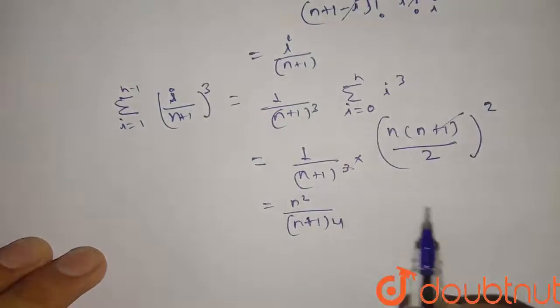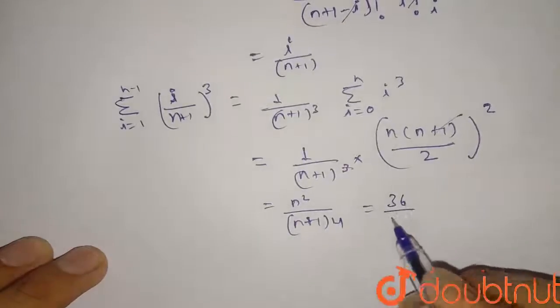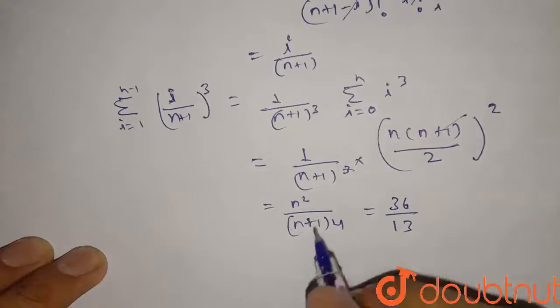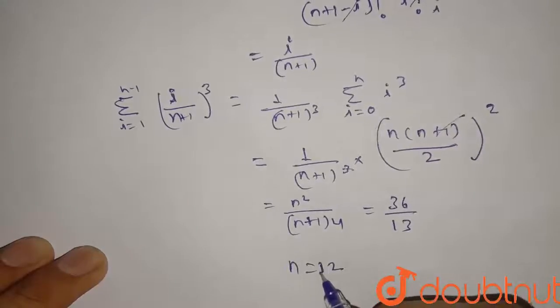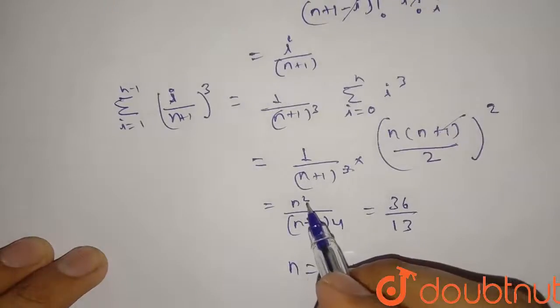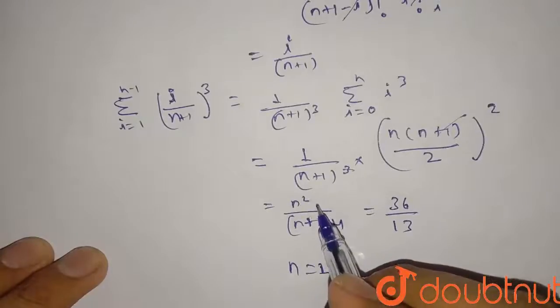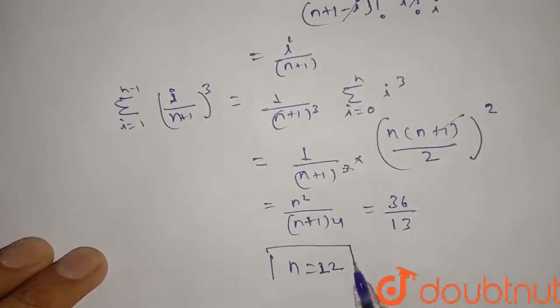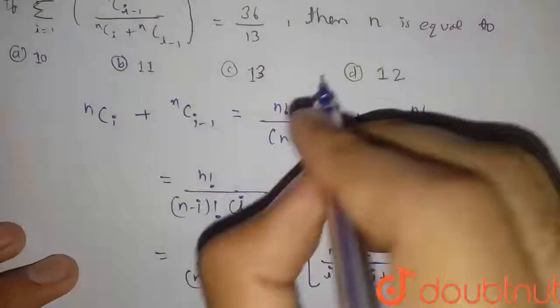Okay, so this value is given as 36 by 13. We can clearly observe that if I put n equal to 12, then n square is 144, divided by 4 will be 36, and n plus 1, 12 plus 1, will be 13. So the value of n is 12. The right option is option number D.